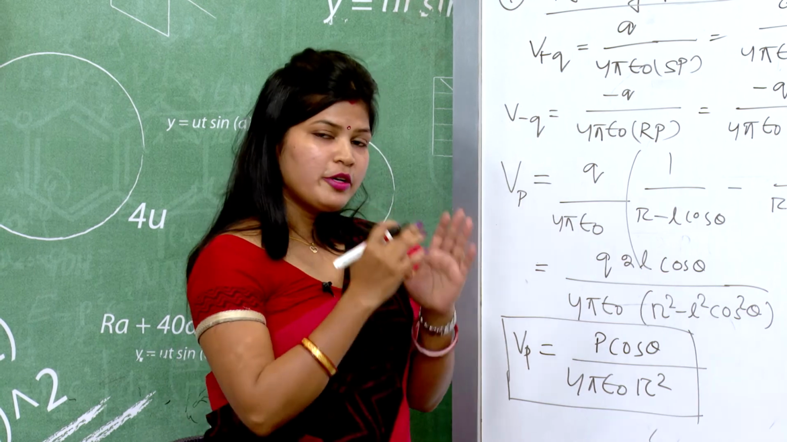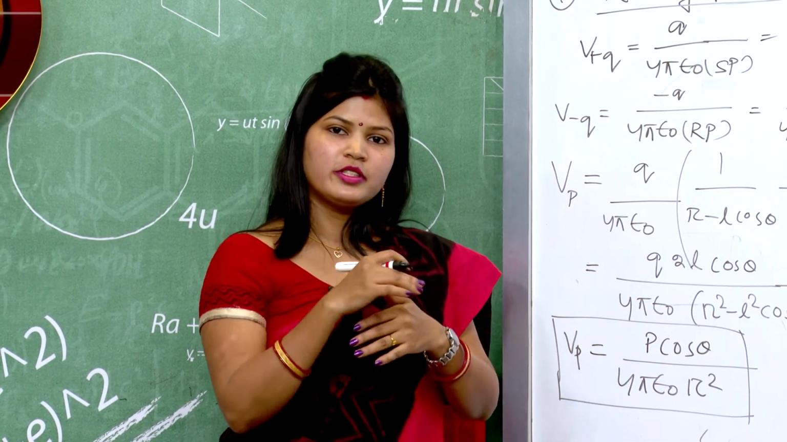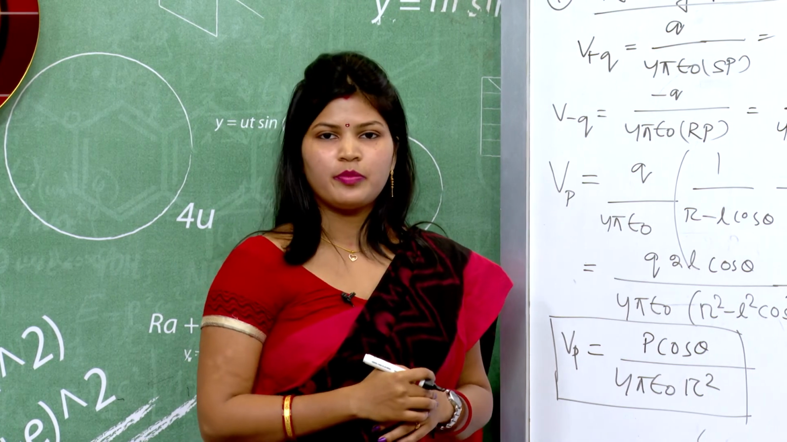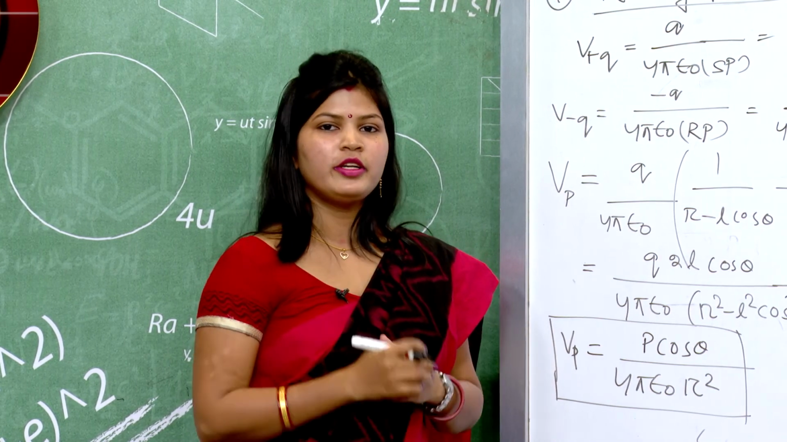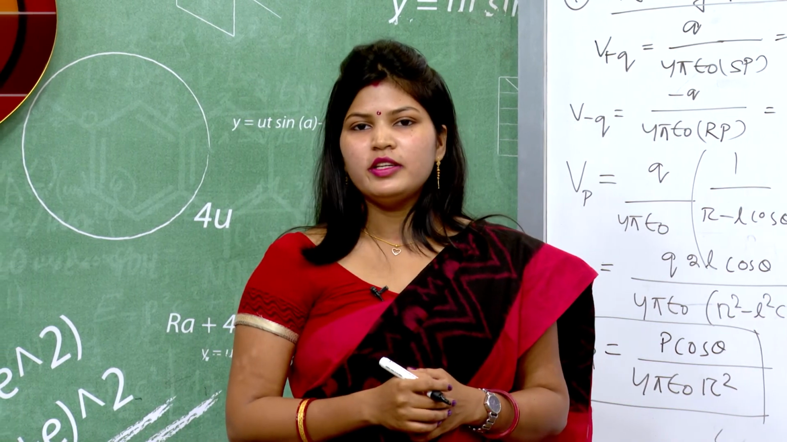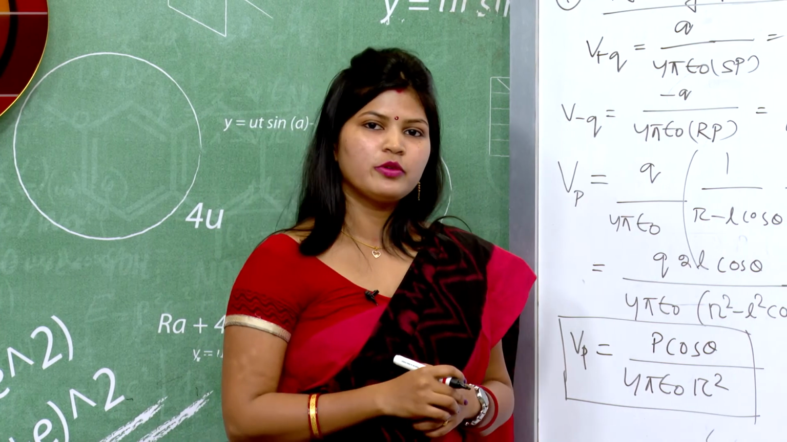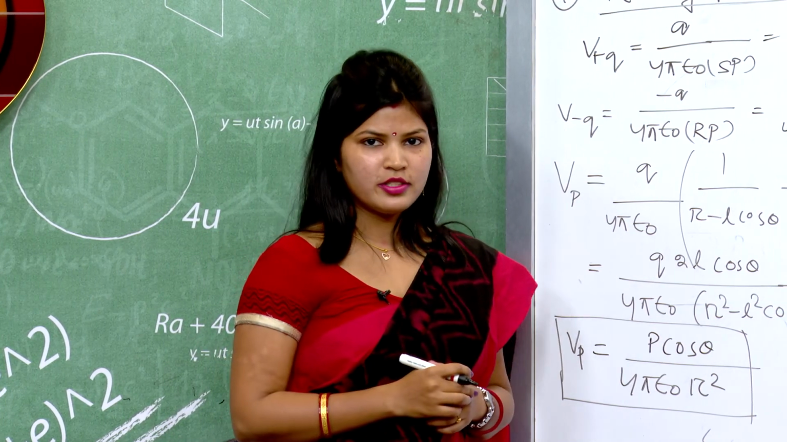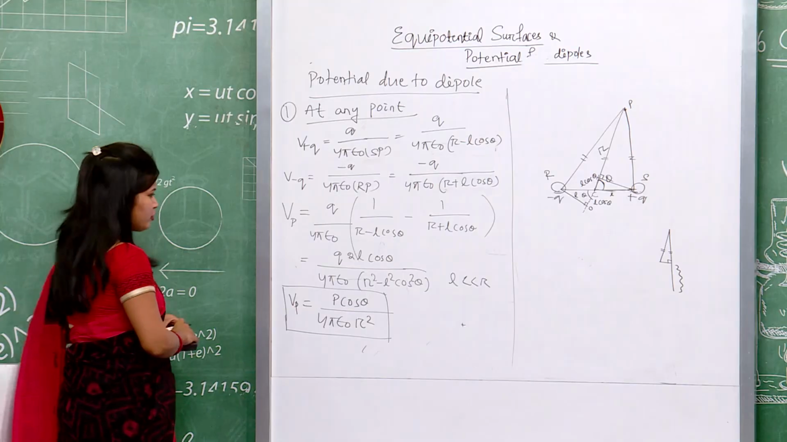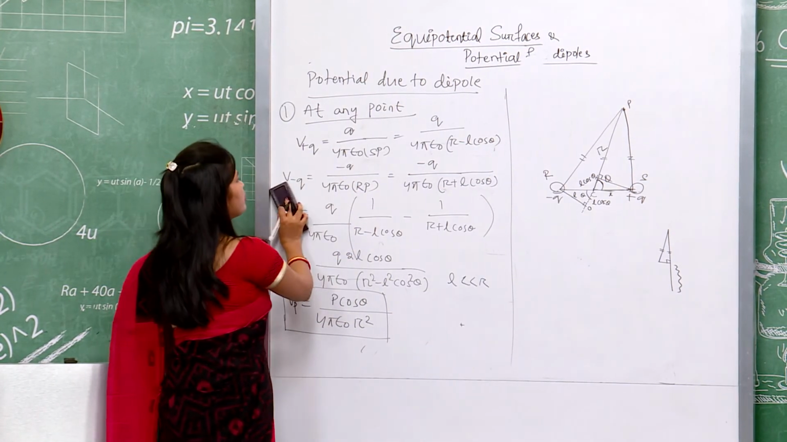Similarly, at what point does potential exist, but the electric field is 0? Many examples are there. You can say inside the conductor. Inside a conductor, the electric field is 0, but potential is constant. So, we saw the potential for dipoles.